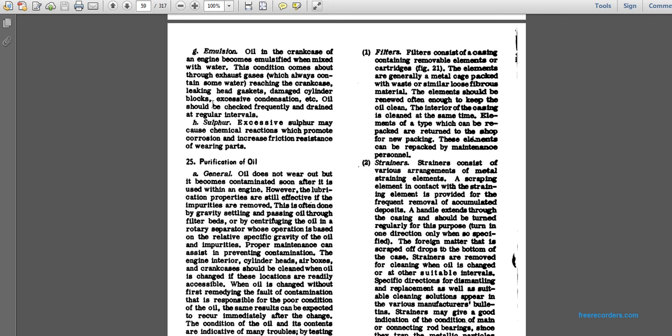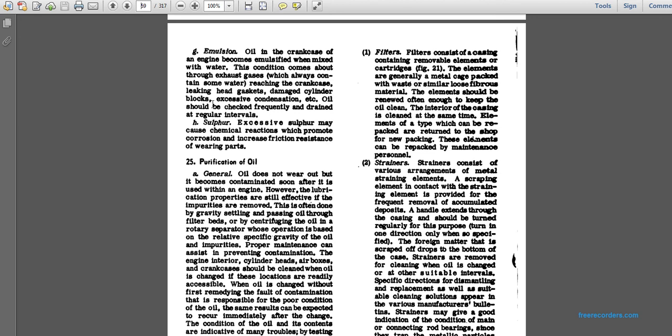Emulsions. Oil of the crankcase engine will become emulsified by the mix of water, which comes through the exhaust, and would always contain the water reaching the crankcase and leaking past the head gasket and damaging the cylinder blocks, excessive condensation, etc. Oil should be checked frequently and drained at regular intervals.